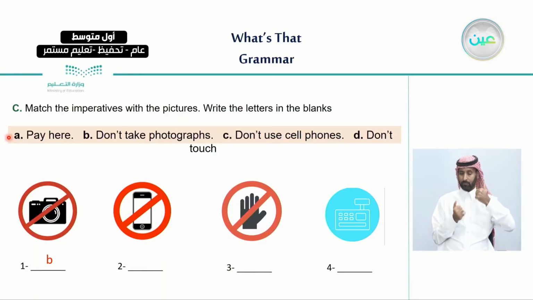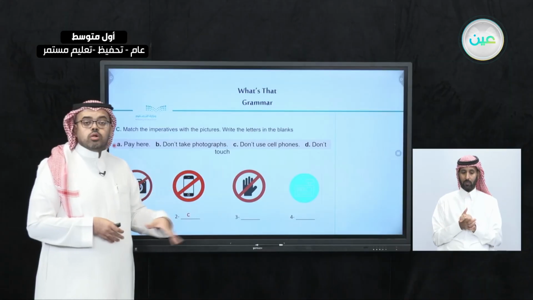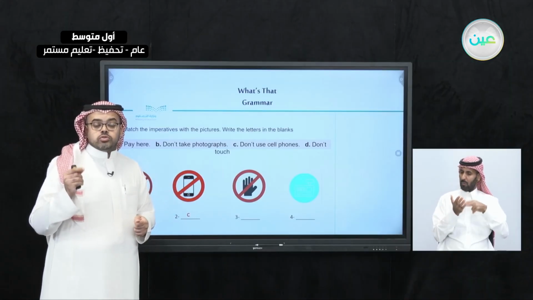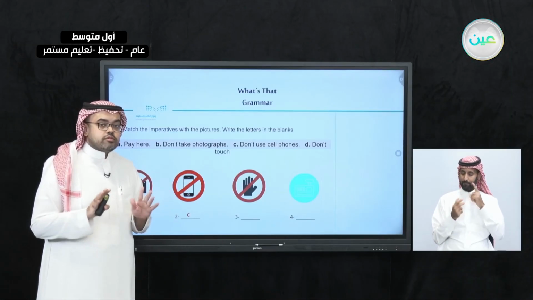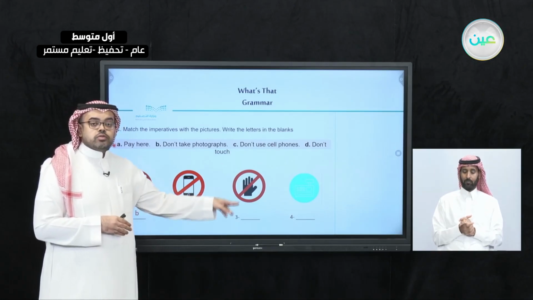Let's move on to the other sign. So here we have a smartphone with a red cross. So what does this sign mean? Excellent, which is C, don't use cell phones. Don't use cell phones, whether to call or to message or even to take photographs. Let's move on to the third one.